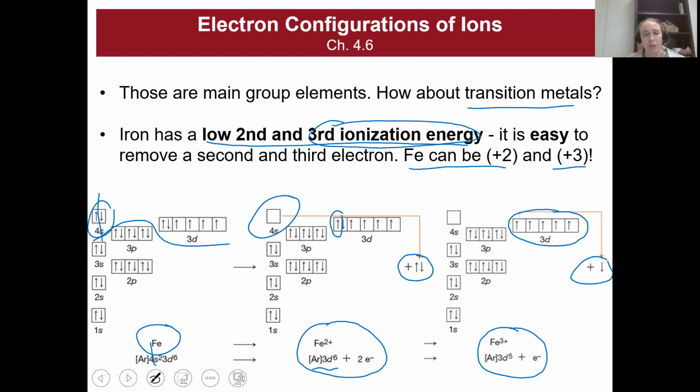So because the ionization energy is low, it's pretty easy to remove both the second and third electrons. So iron is likely to be found as either a +2 or a +3 ion. It just depends. They're both pretty equally likely to be found in nature.